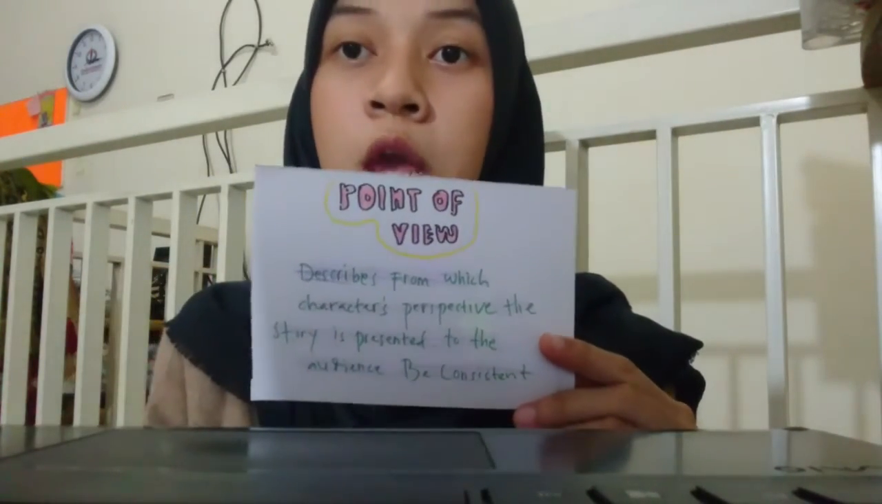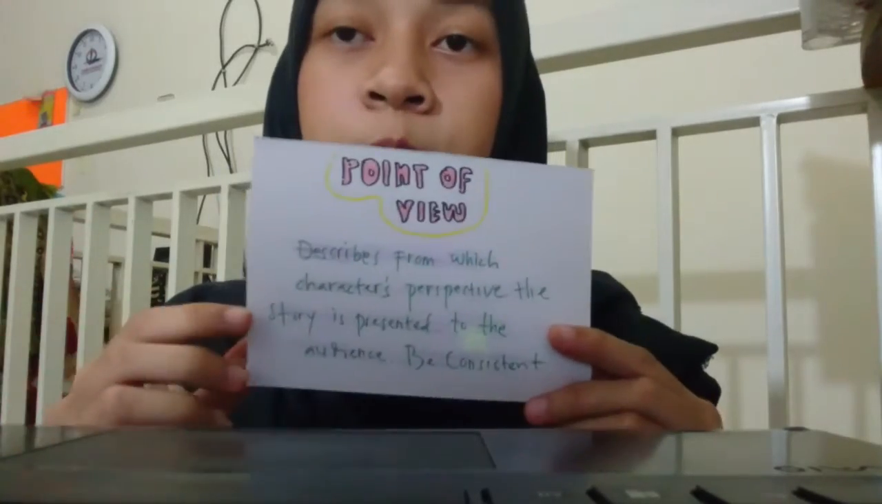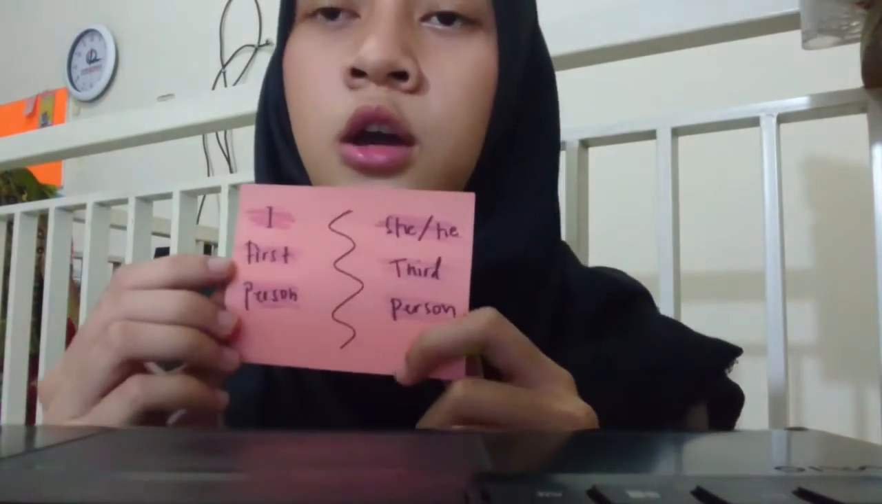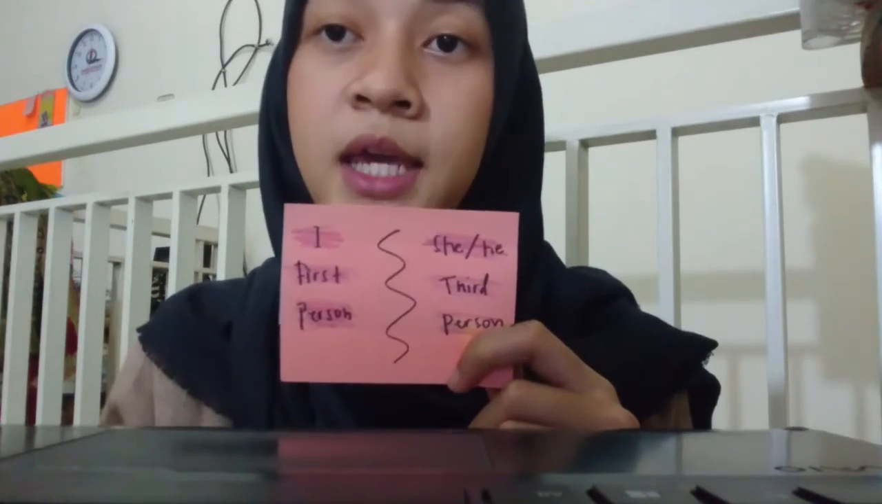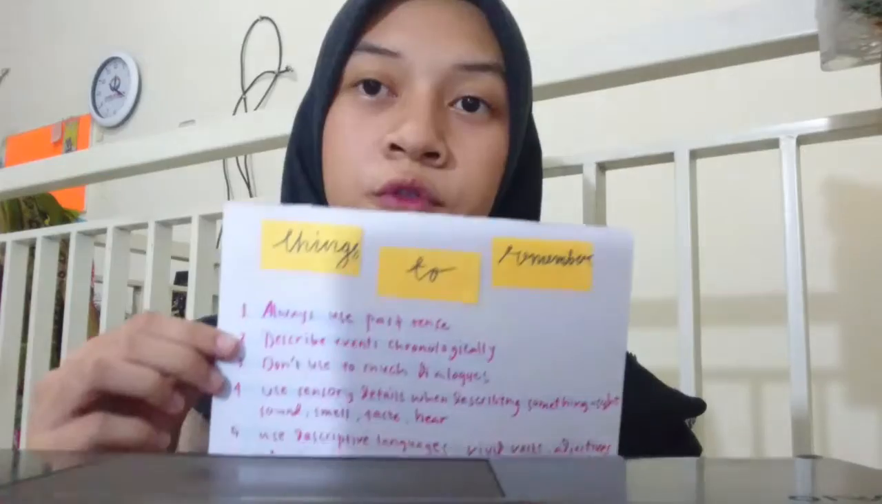As we know, point of view describes from which character's perspective the story is presented to the audience, and it must be concise. And now we have this: in narrative essays you can use I as the first person, or you can also use she or he as the third person. And now we can move to this.